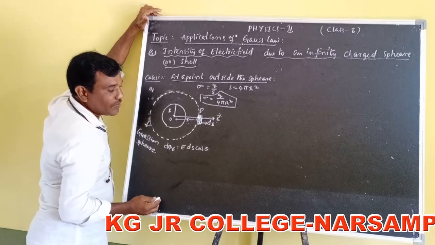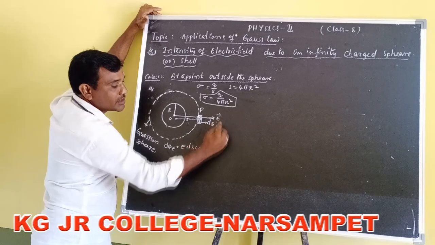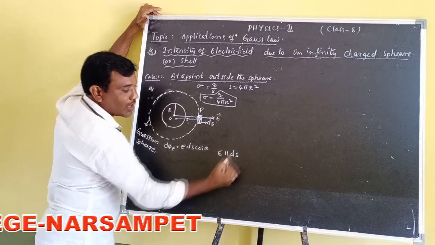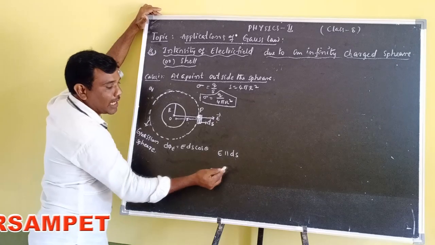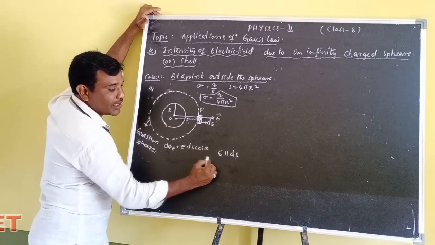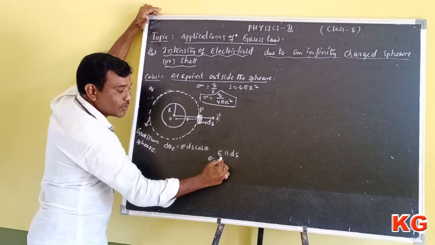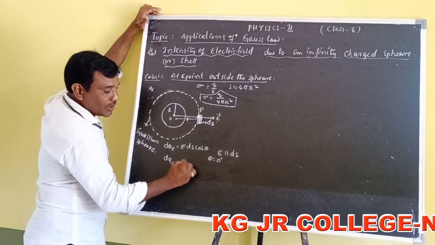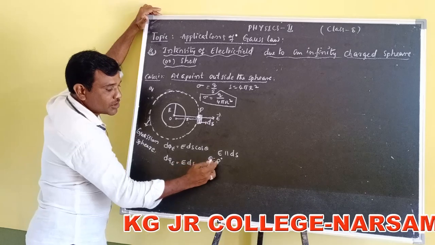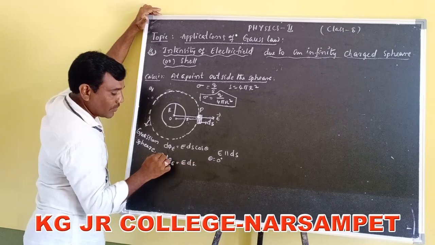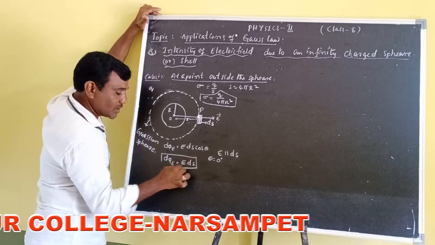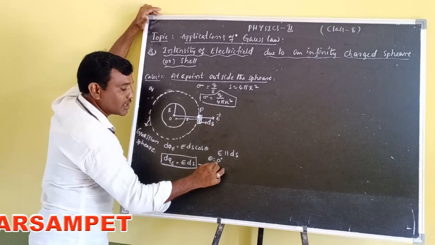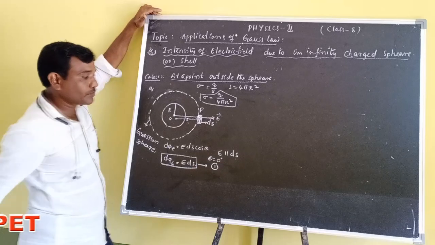From the figure, E and ds are parallel to each other, so the angle theta is equal to 0 degrees. Then d phi E is equal to E ds cos 0, and cos 0 is equal to 1. It is the small electric flux passing through the small area. This is equation number 1.